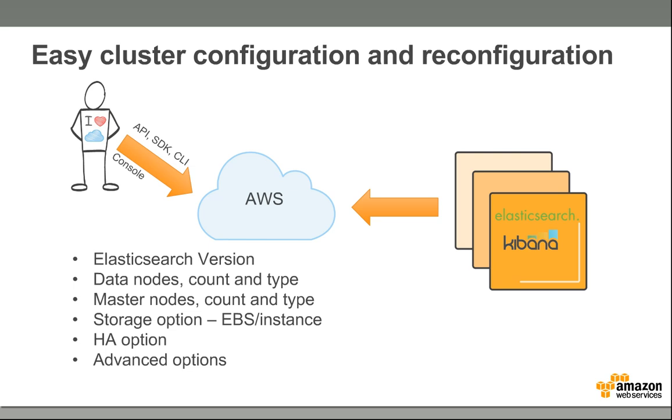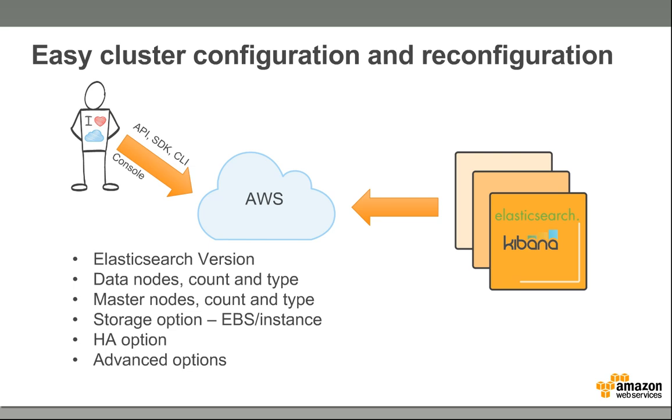Some of the nice features that we provide is a very easy way to create clusters and reconfigure those clusters. From the console or SDK, CLI, API, CloudFormation, all of those methods, you can make a single call to create an Elasticsearch cluster. You send in an Elasticsearch version. As of now, we support 1.5 and 2.3. You send in, for the data nodes, a count and type of those nodes. And then for the master nodes, a count and type. Type there is instance type.